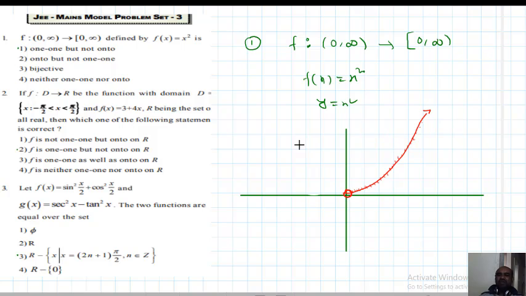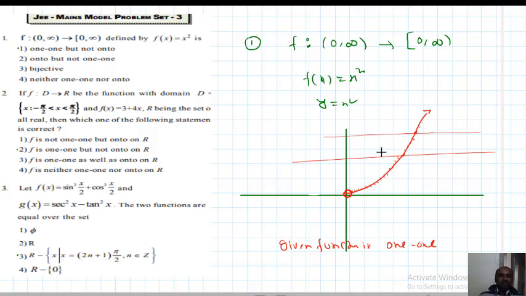Draw any horizontal line, and that horizontal line intersects the graph at only one point. What is the meaning of that? It is a one-one function. Draw any line, see, at one point only. So the given function is one-one.